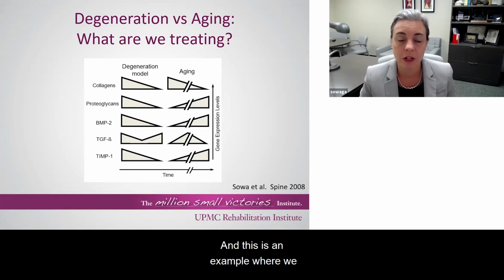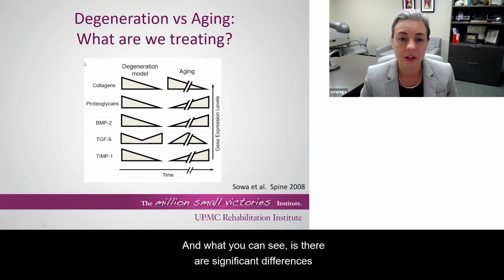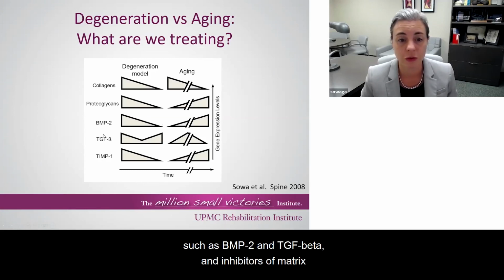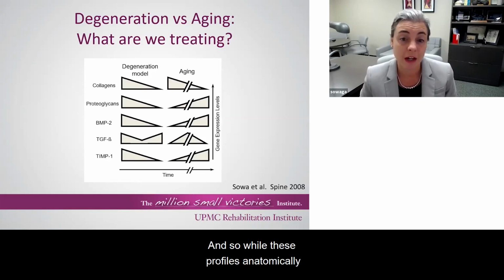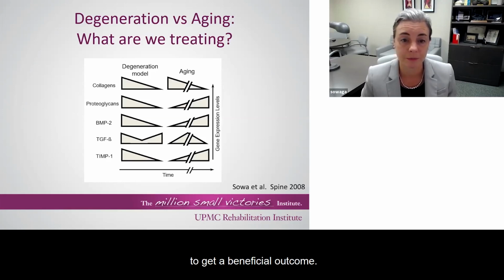And this is an example where we studied the intervertebral disc of the spine, and we compared what happened in a model of injury-induced degeneration to one of natural aging. And what you can see is there are significant differences in anabolic molecule gene expression, such as proteoglycans, growth factors, such as BMP2 and TGF-beta, and inhibitors of matrix breakdown, such as TIMP1. And so while these profiles anatomically might look the same, biologically there are very different processes at play. And so we clearly can't treat these distinct processes with the same treatment and expect to get a beneficial outcome.